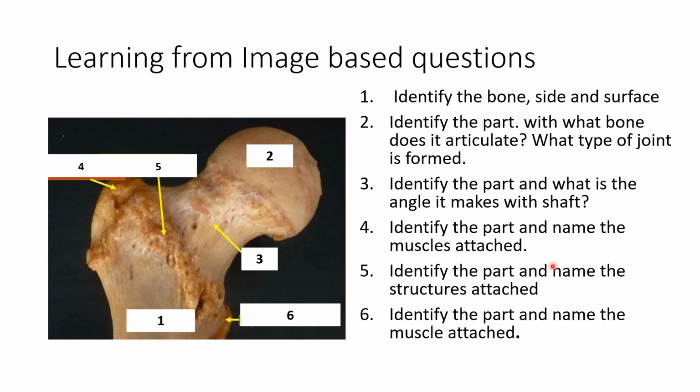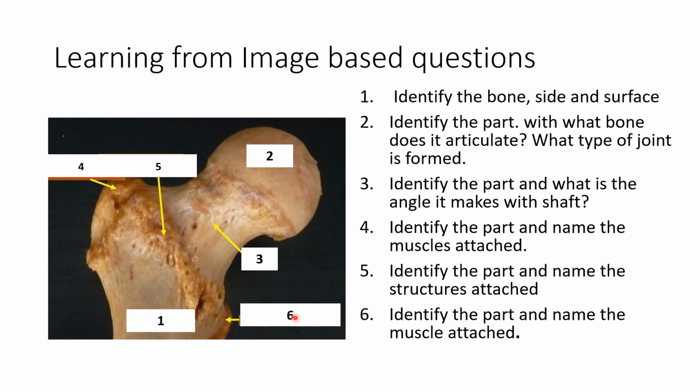Now let us see the sixth one. What is the structure you are seeing? So what is that part? That is the lesser trochanter. Above you are seeing the greater trochanter, below is the lesser trochanter, between the two is the intertrochanteric line. So you have identified it as the lesser trochanter.